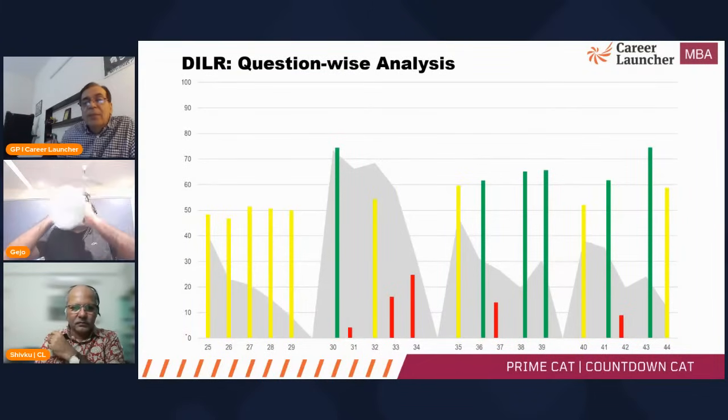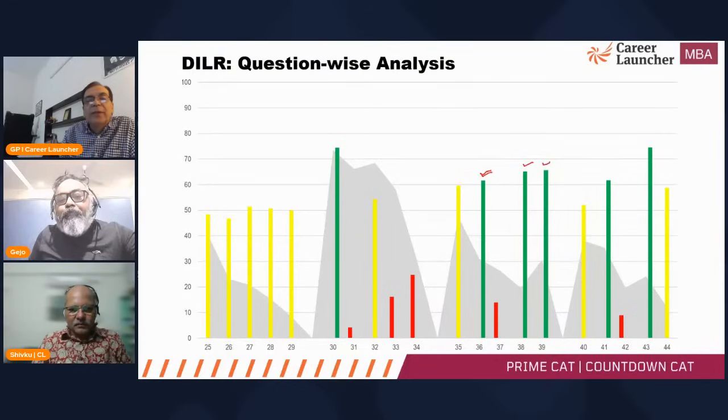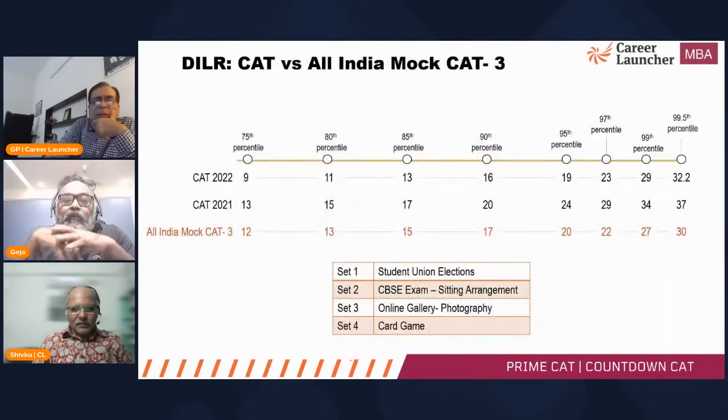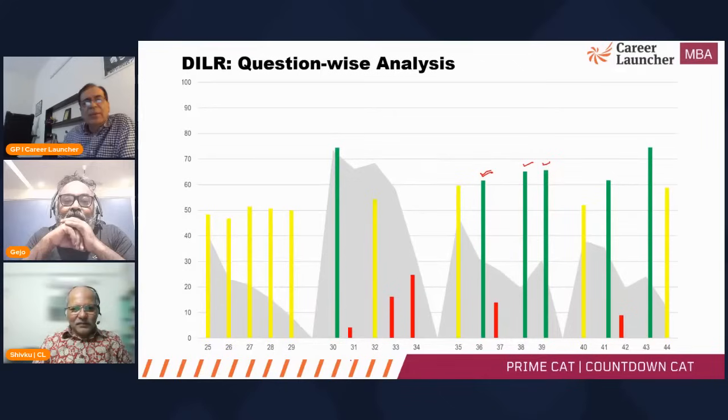First set, everything is medium. Third set, okay, good. 1, 2, 3 questions people have got right. Second set में इतना दिक्कत क्या आया? Second set was which one? CBSE exam seating arrangement.